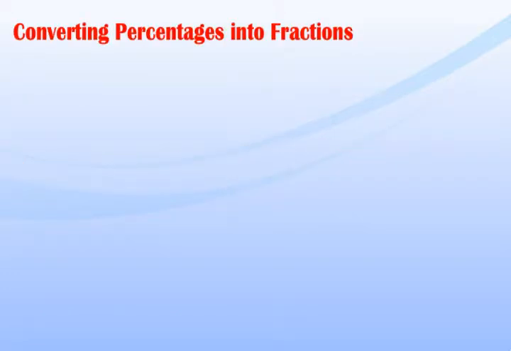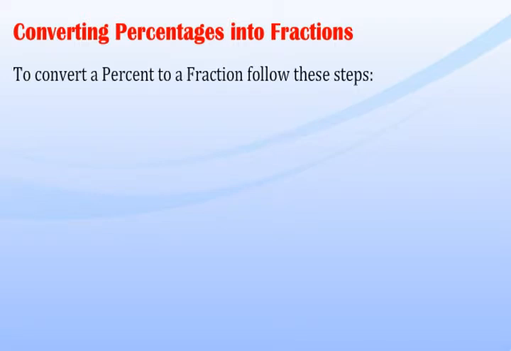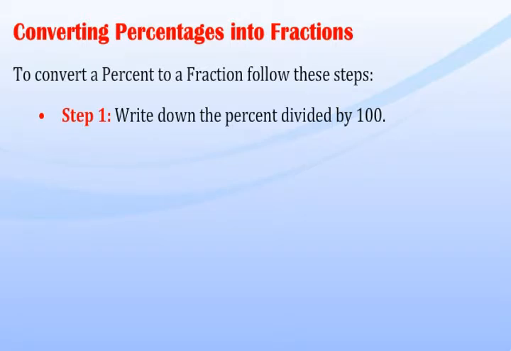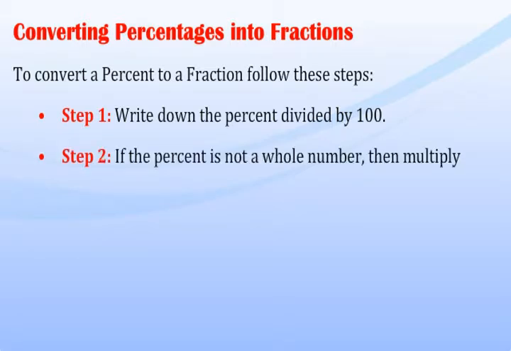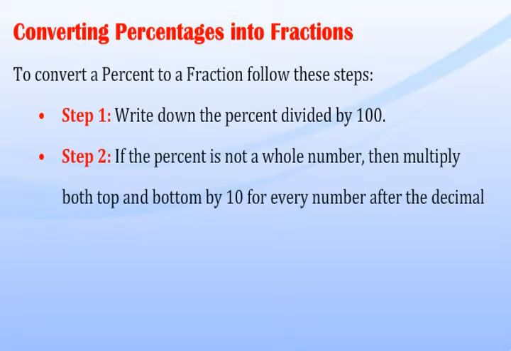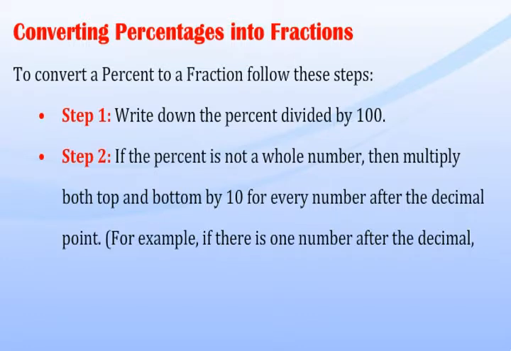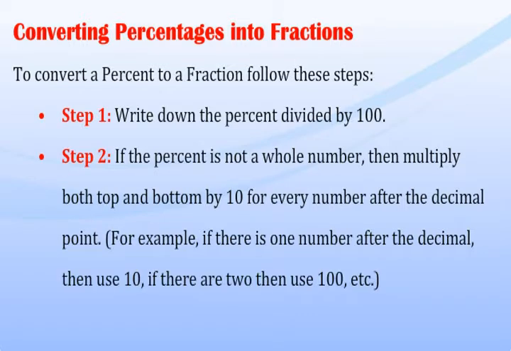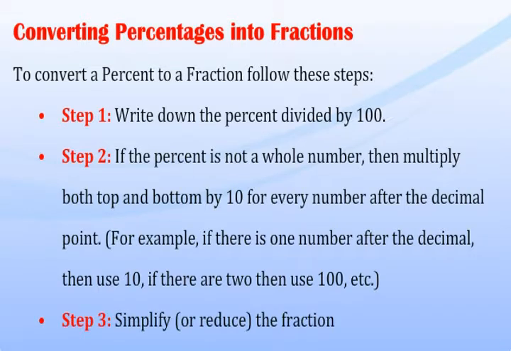Converting percentages into fractions. To convert a percent to a fraction, follow these steps. Step 1. Write down the percent divided by 100. Step 2. If the percent is not a whole number, then multiply both top and bottom by 10 for every number after the decimal point. For example, if there is one number after the decimal, then use 10. If there are 2, then use 100, etc. Step 3. Simplify or reduce the fraction.